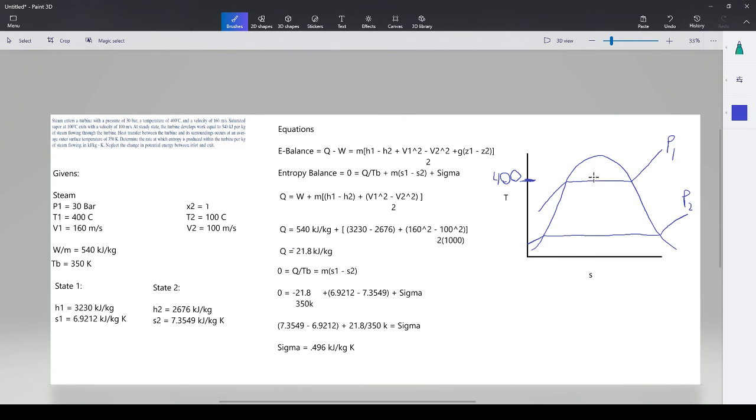Because remember, or not 400, that's not 400. That's the saturation temperature, my bad. So let's do that again. Uh-oh.